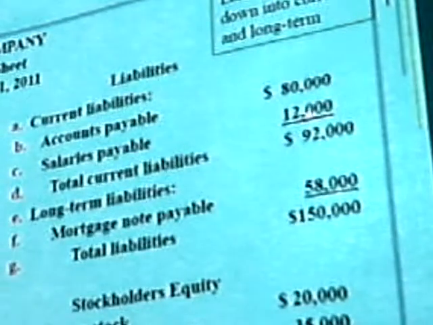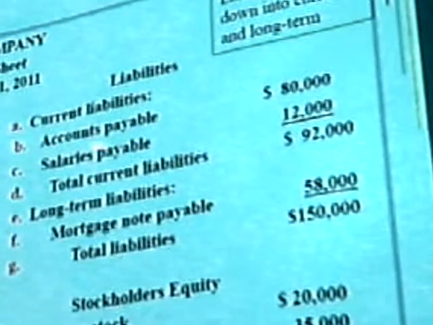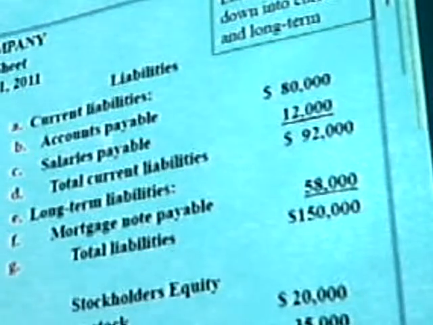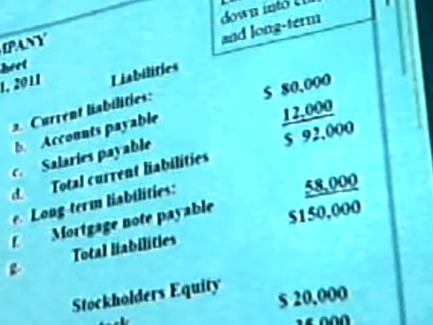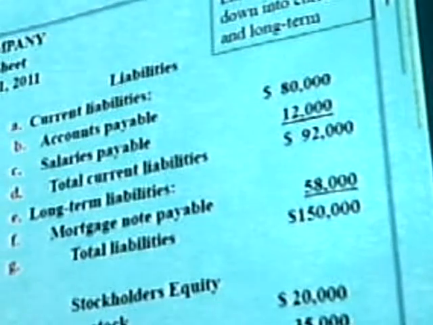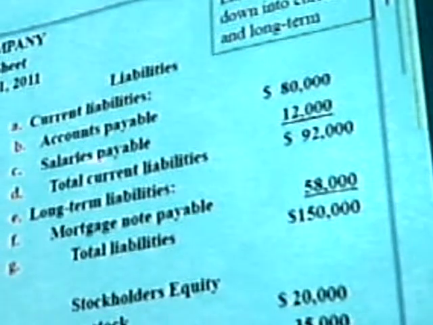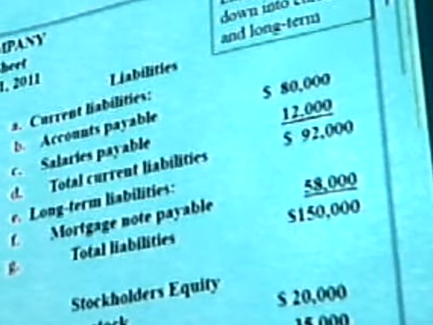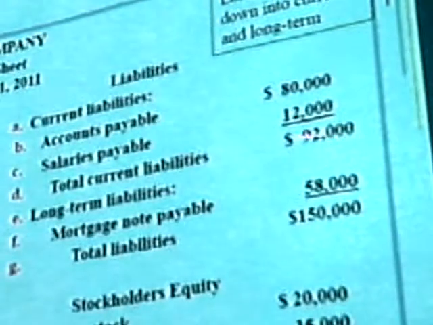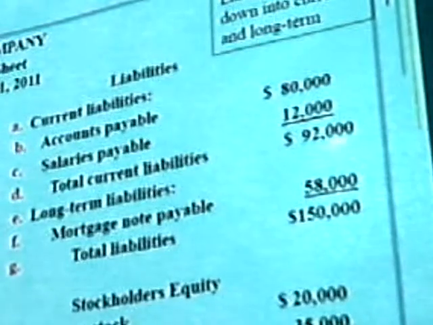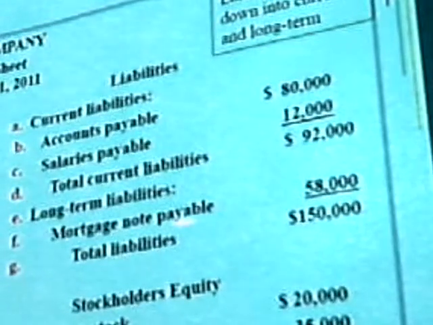Okay? So we add up. Or excuse me, I'm going too fast. Accounts payable. These are people that we owe. Okay, maybe suppliers we have accounts with. And salaries, that's obvious. Those are our employees that we owe. We add these two together. Here's the total.